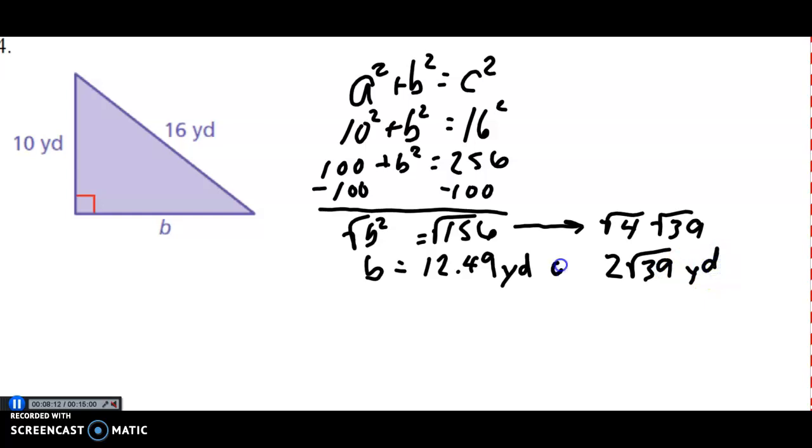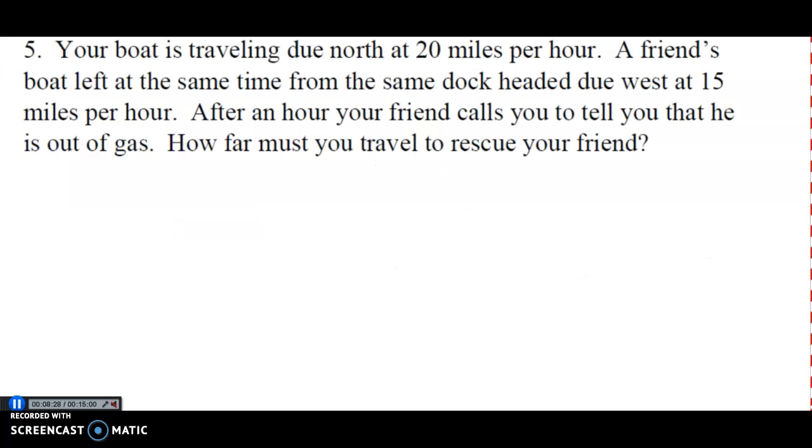And like I said, definitely read the directions on your problems because it may ask you for the decimal answer or it may ask you for the simplified answer. And the simplified answer is more accurate because you're not rounding anything. I want to do a couple word problems before I let you go. You'll do a lot of word problems on Friday, but I just wanted to give you a little bit of a framework for it.